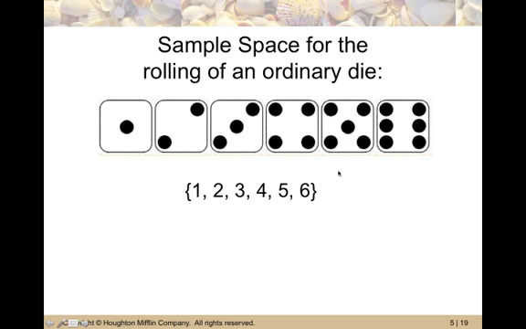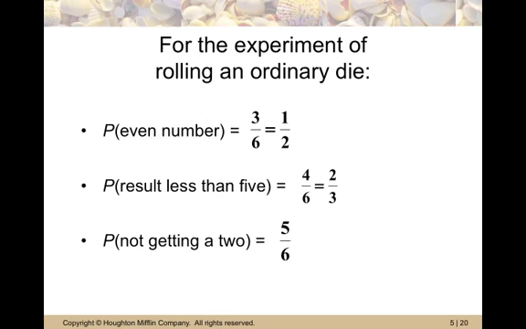1, 2, 3, 4, 5, 6. All right. For the experiment of rolling an ordinary die, the probability of getting an even number is 3 out of 6 because there's 6 total possible outcomes, 3 of which are even, 2, 4, and 6. And so that reduces down to 1/2.